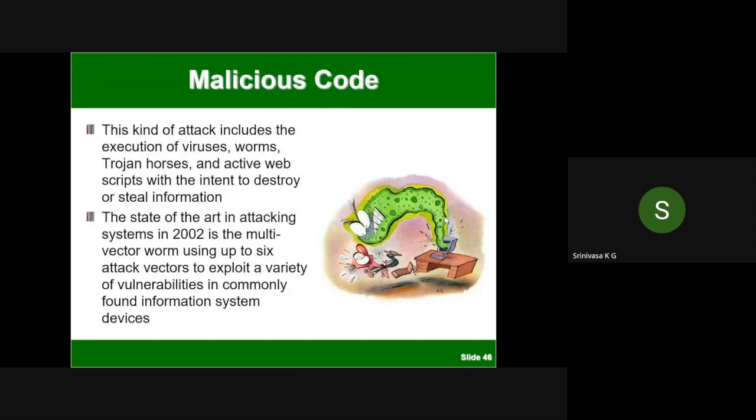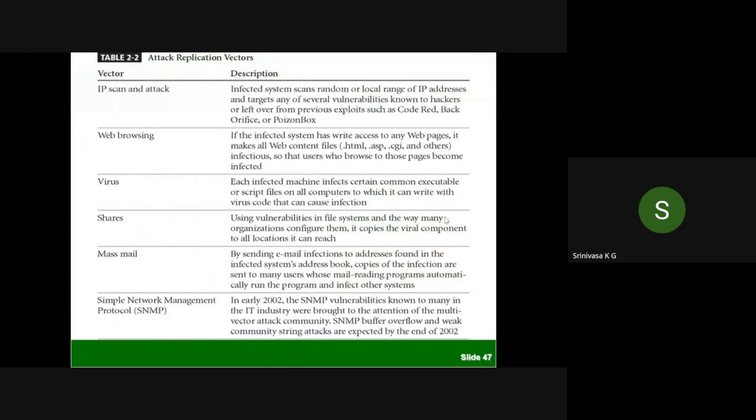So there is malicious code. This kind of attack includes execution of viruses, worms, Trojan horses, and active web scripts with the intent to destroy or steal information. The state of the art in attacking systems in 2002 is the multi-vector worm using up to six attack vectors to exploit a variety of vulnerabilities commonly found in information systems. So these are some of the replication attacks, IP scan attack.